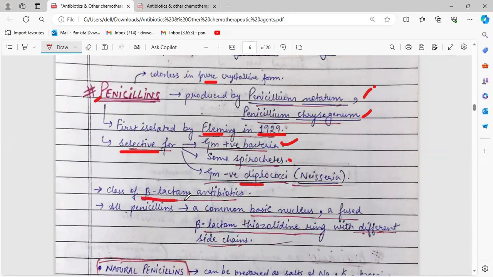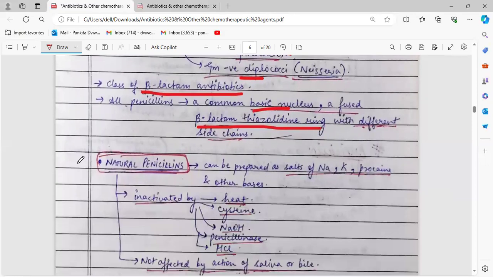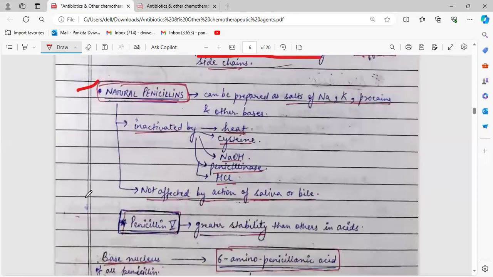These are a class of beta-lactam antibiotics. The beta-lactam antibiotics are the most important class of antibiotics for clinical use. And all the penicillins have a common base nucleus, a fused beta-lactam thiazolidine ring, to which different side chains are attached. The natural penicillins are prepared as salts of sodium and potassium.